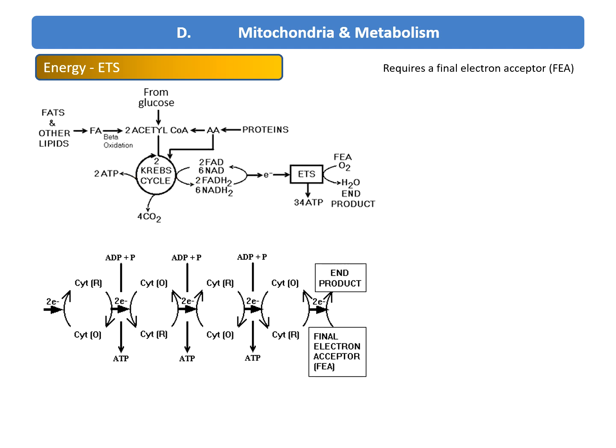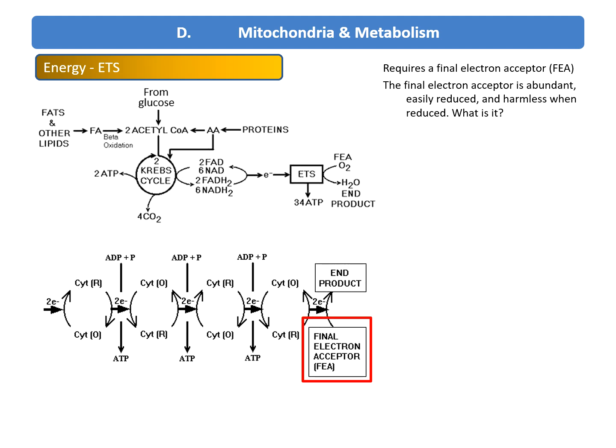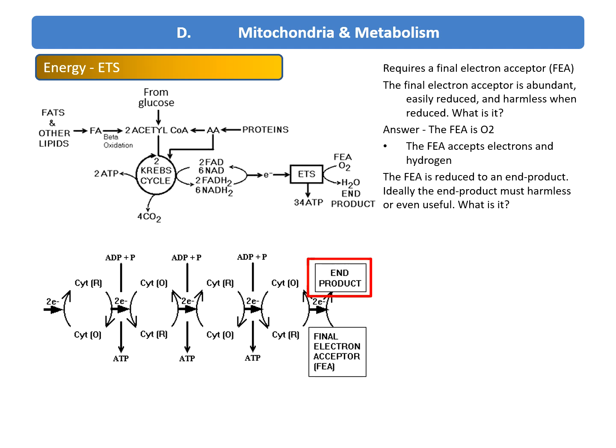The electron transport system requires a final electron acceptor. The final electron acceptor is abundant, easily reduced, and harmless when it's reduced. Guess what it is? The answer, it's oxygen. The final electron acceptor accepts electrons and hydrogen and is reduced to an end product. Ideally, the end product must be harmless or even useful. Guess what it is? Water.